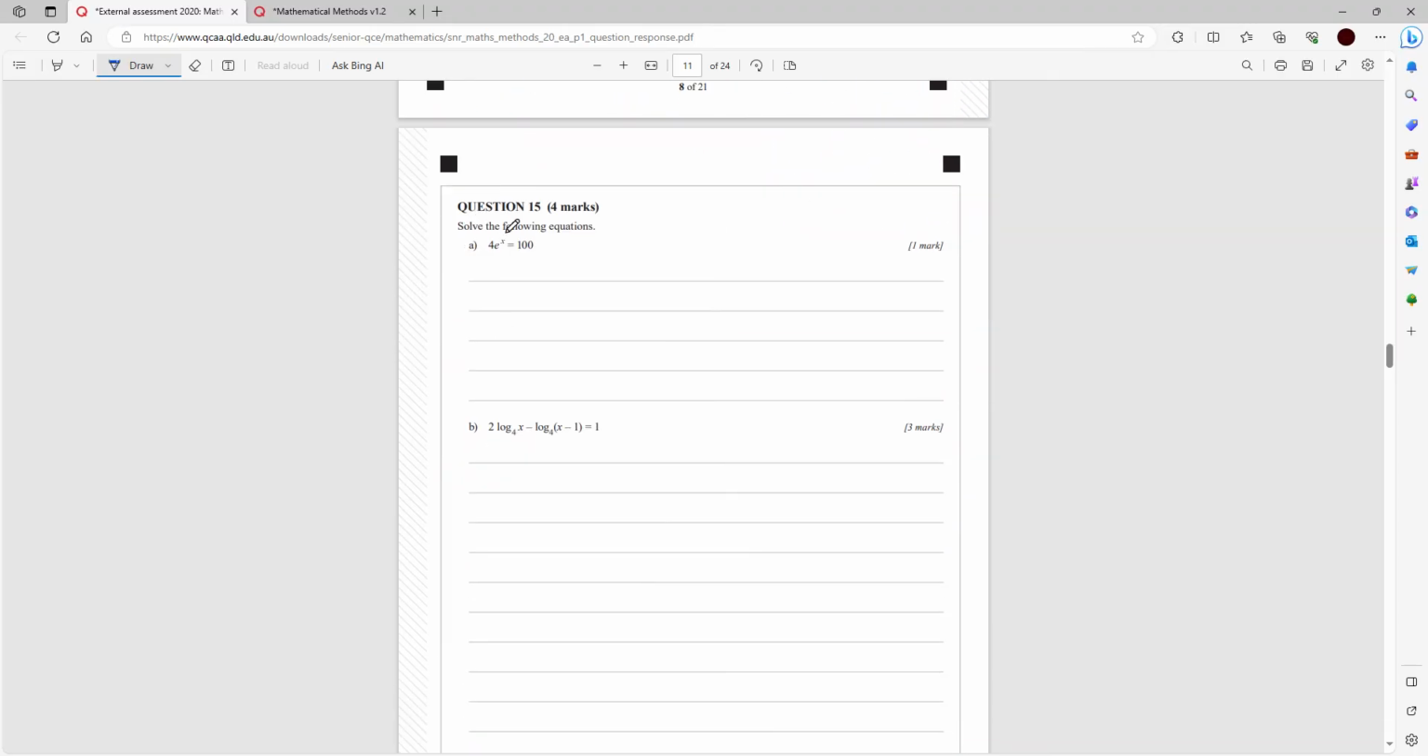Anyway, alright, solve these equations. So, make x the subject in all these ones. If you ever see a solve, yeah, pretty much. Alright, for this one, divide by 4. So I have e to the x equals 100 divided by 4, which is 25. So therefore, x is going to be natural log of 25. Okay? Pretty simple.